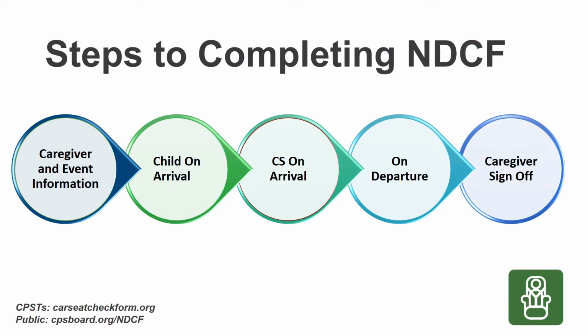The NDCF collects car seat check information in a simple 5-step process. We begin with the caregiver and event information, and then we move on to the child on arrival and car seat on arrival information. Once the caregiver has made changes to the car seat and has installed the car seat back into the vehicle, we will collect the on-departure information and will end the process by collecting the caregiver sign off.